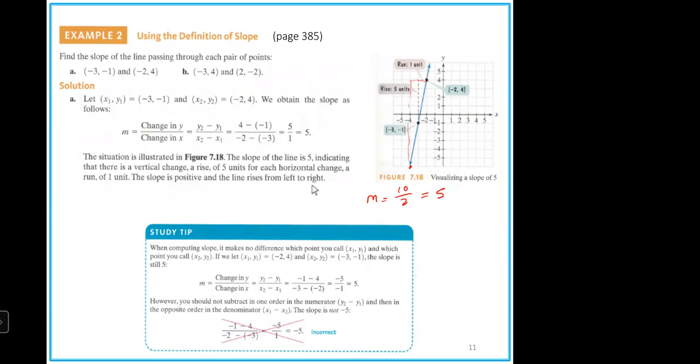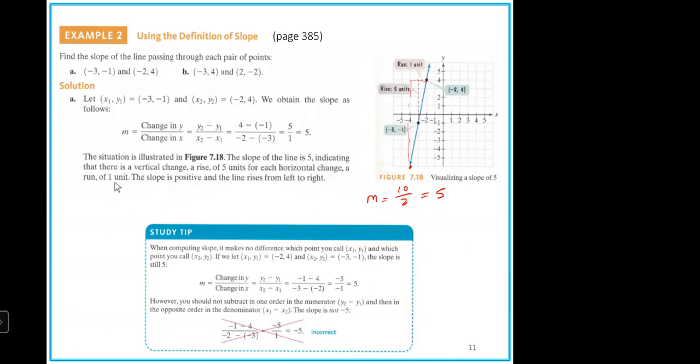So for a straight line, the slope is the same whichever 2 points you choose. Now it says here the slope indicates that there is a vertical change, a rise of 5 units, for each horizontal change.